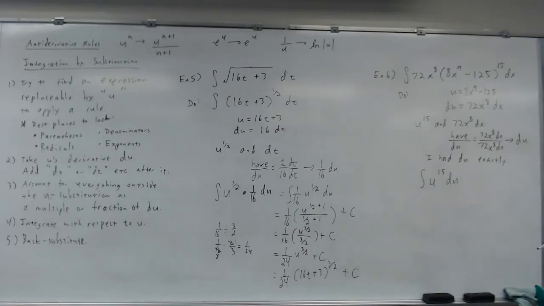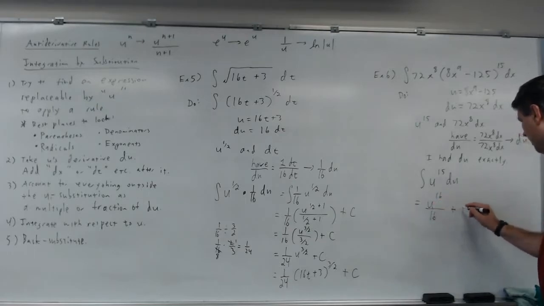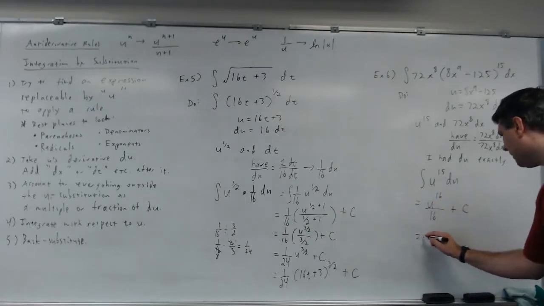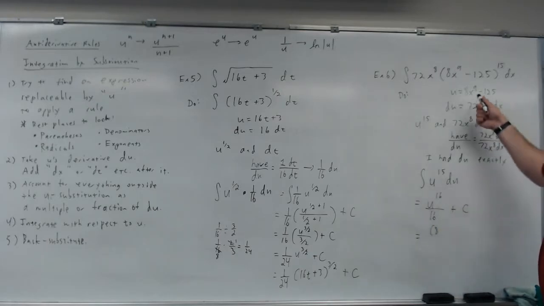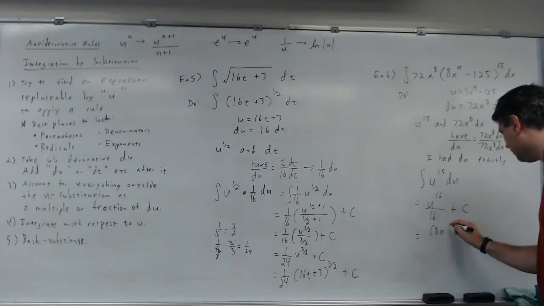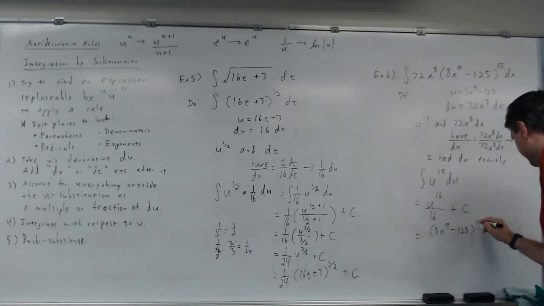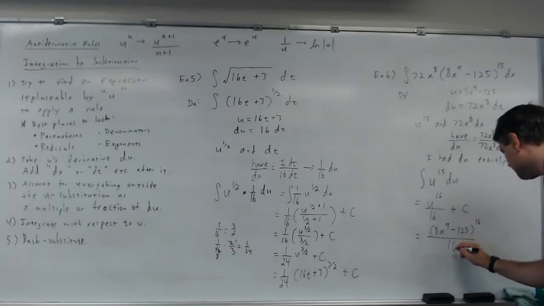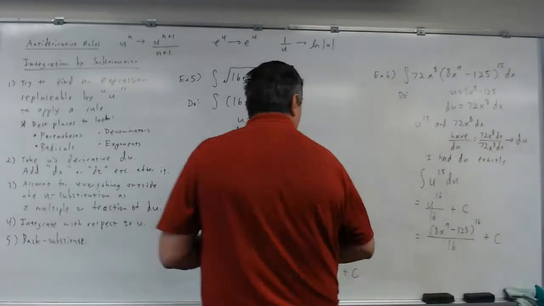You'll have that happen sometimes. So this is going to give me u to the 16 over 16 plus c, which will back substitute as 8x to the 9th minus 125 to the 16th power over 16 and then plus c. Sometimes it will be that easy, folks, okay?